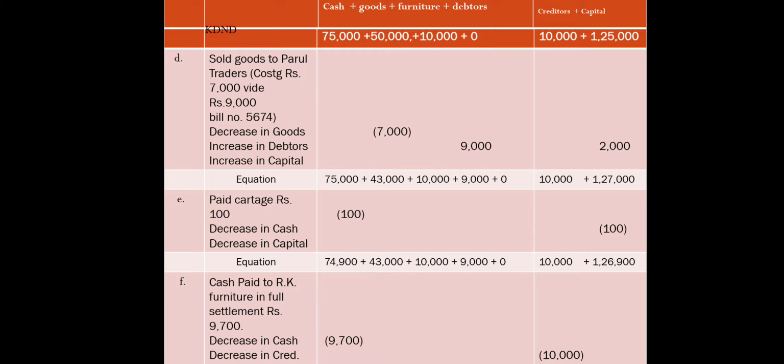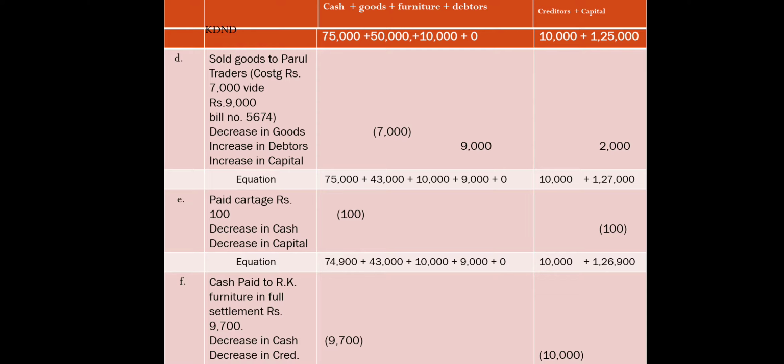Sold goods to Parul Traders costing 7,000 with 9,000, which means at the rate of 9,000. Bill number is just given for your reference, 5674. So here cash will not be affected, but the debtors will be affected. Debtors will be increasing by rupees 9,000. At the same time 7,000 goods will be reduced, and finally you are going to increase your capital by 2,000 rupees.